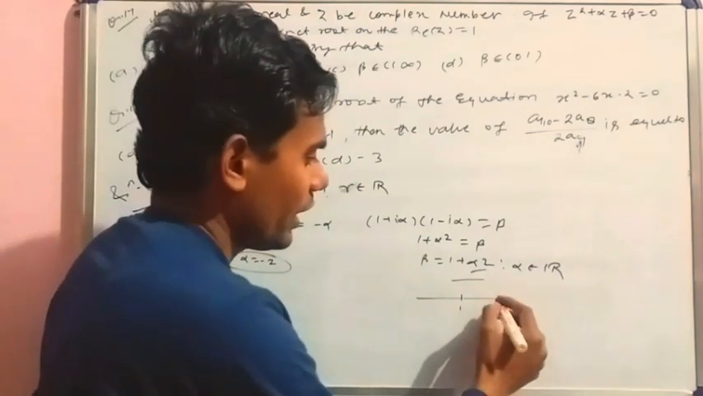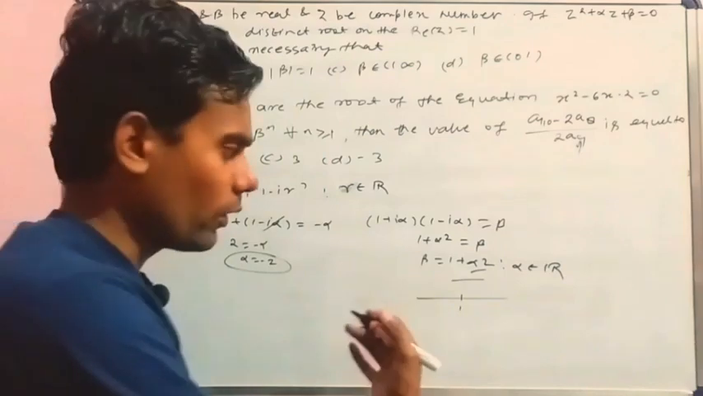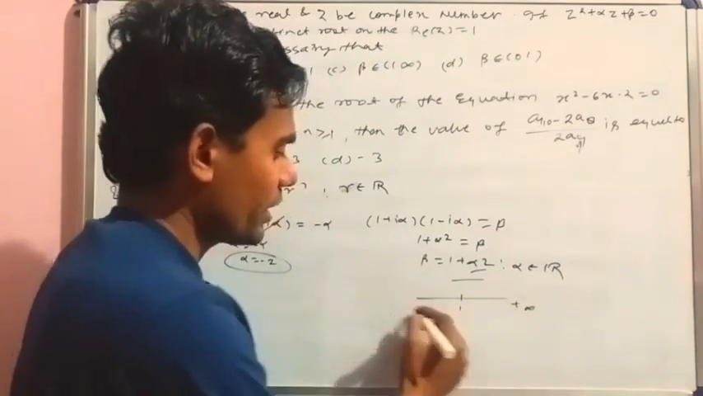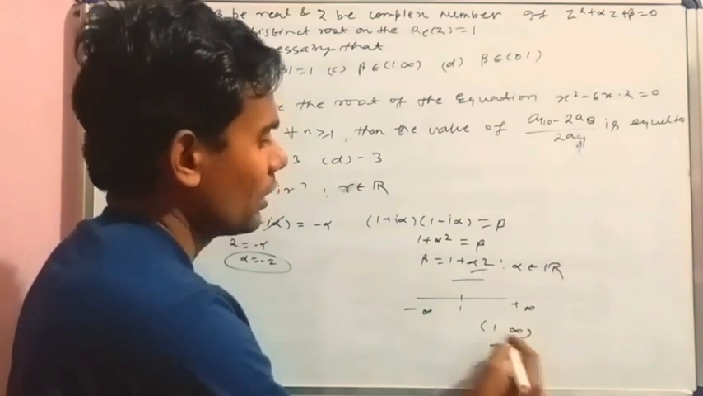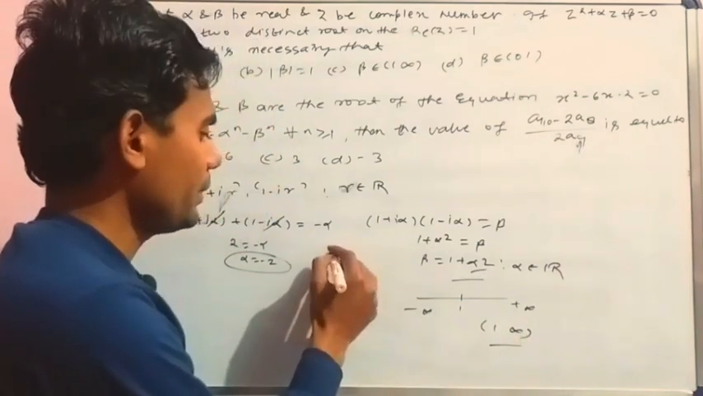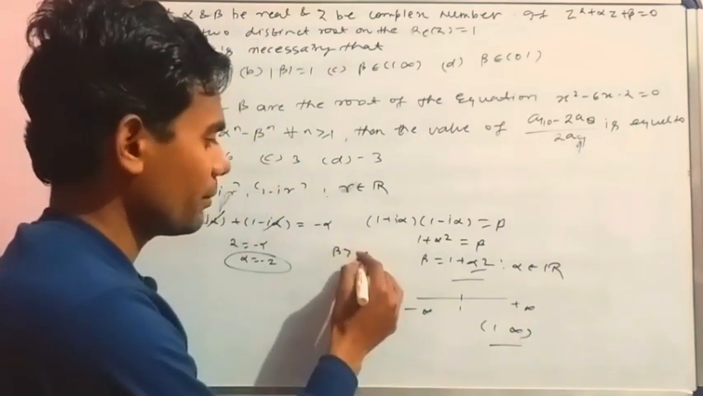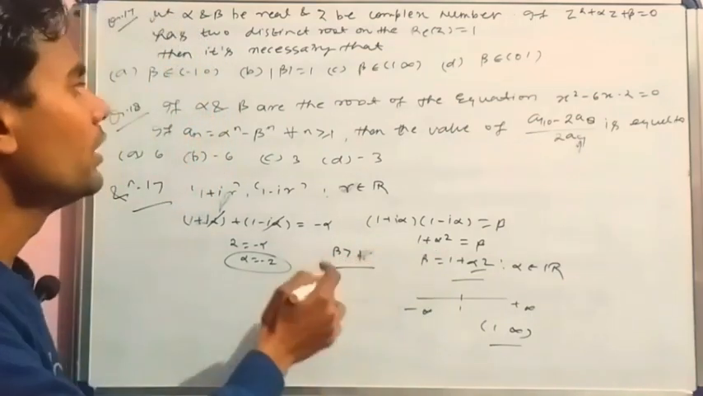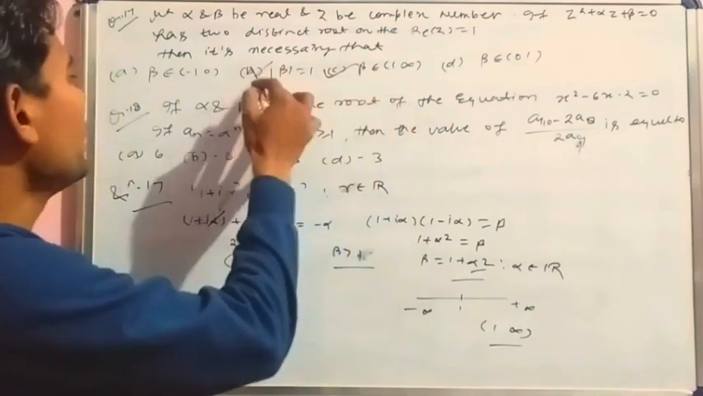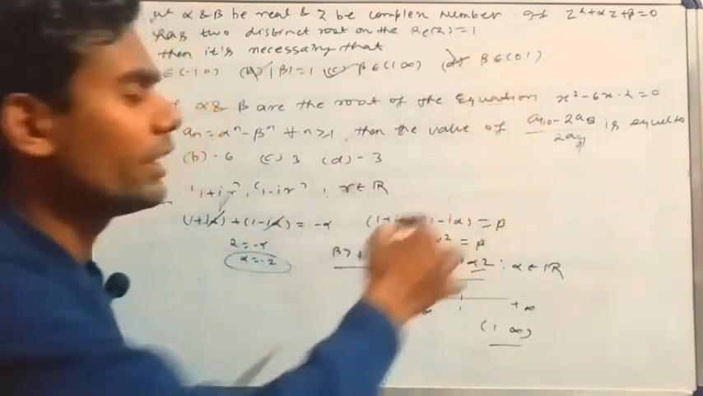This is the real line and this is the 1, and beta is lying in the interval 1 to infinity. 1 to infinity means that beta is greater than 1, because beta is always greater than 1. So C is the correct option, and A, B and D are the incorrect options.